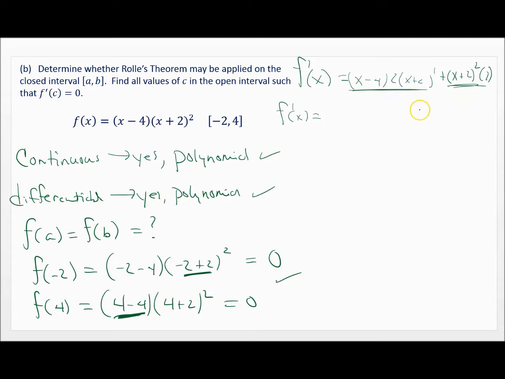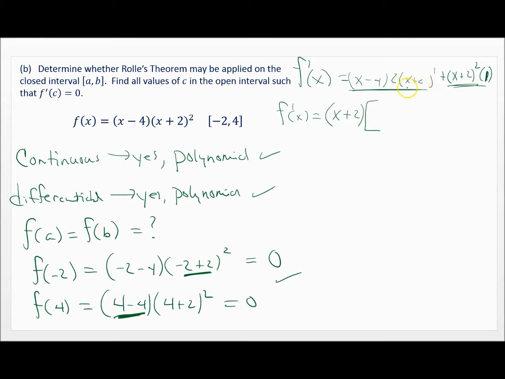Hey, they both have a 2 also, don't they? So first derivative of the second plus the second derivative of the first. No, they don't. That's a 1. I can't even read my own handwriting. There we go. So I have a common x plus 2. I'm going to factor out front.